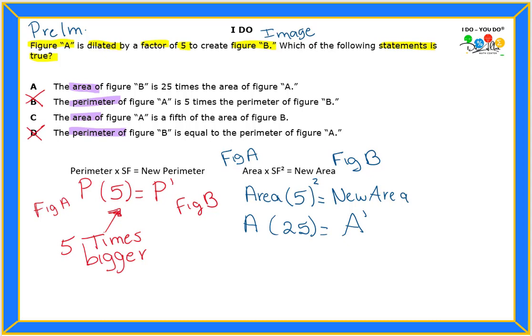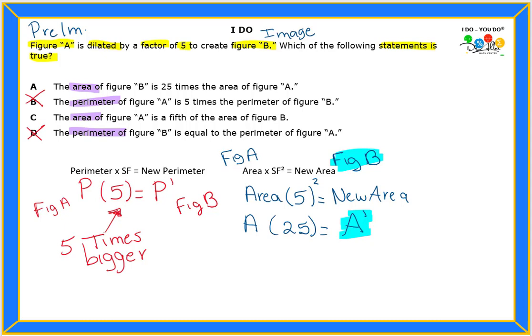Letter A says the area of figure B, this is my figure B, is going to be 25 times the area of figure A. That's true, right? It's going to be 25 times bigger than that one. Okay, very good. What about letter C? It says the area of figure A is a fifth of the area of figure B. So what does it mean by a fifth? It means that the area for figure A is going to be only 1/5 as much as the new area.